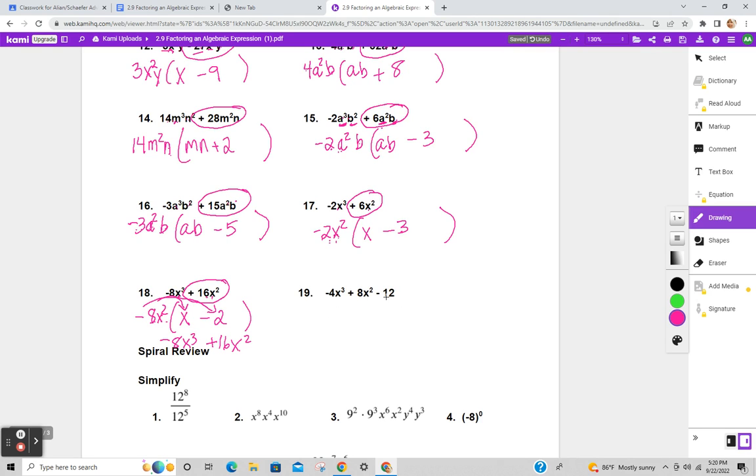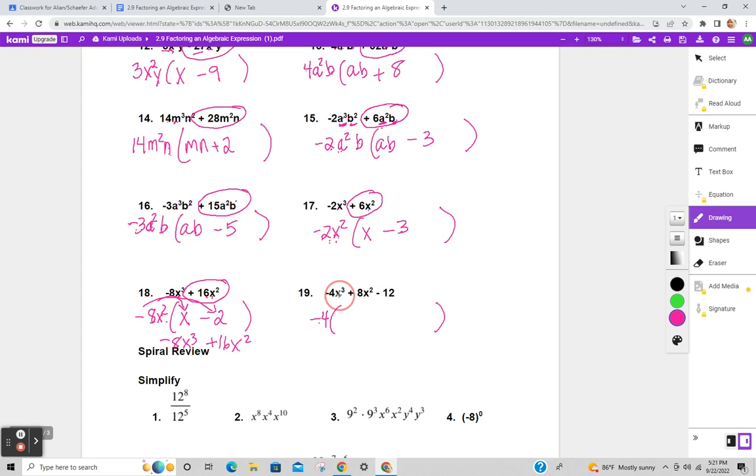All right, we have 3 terms here. We do the same thing. Factor out the greatest common factor between all the numbers and the variables. In this case, not all of them have variables, so we're only going to be able to factor out the greatest common factor between the numbers, and that will be negative 4.